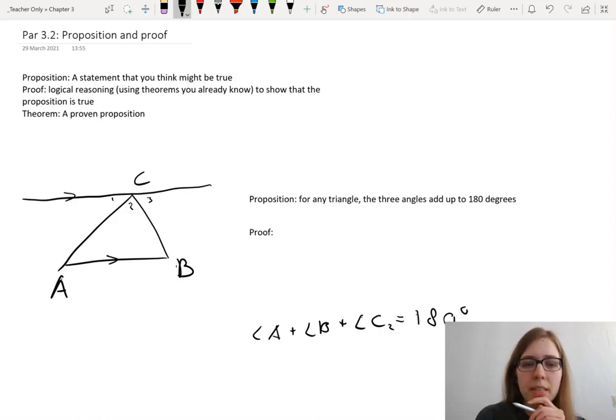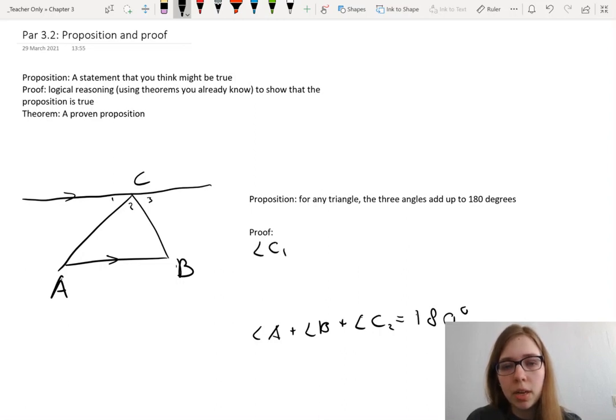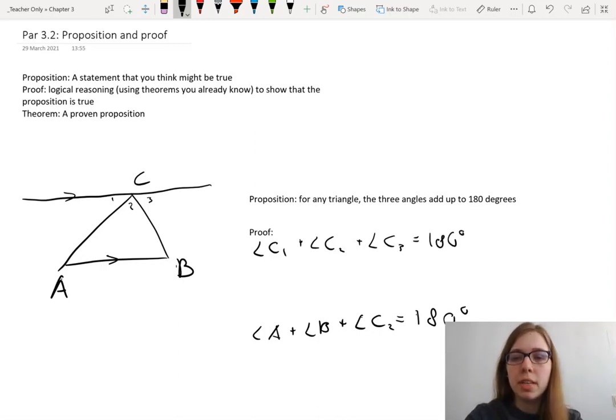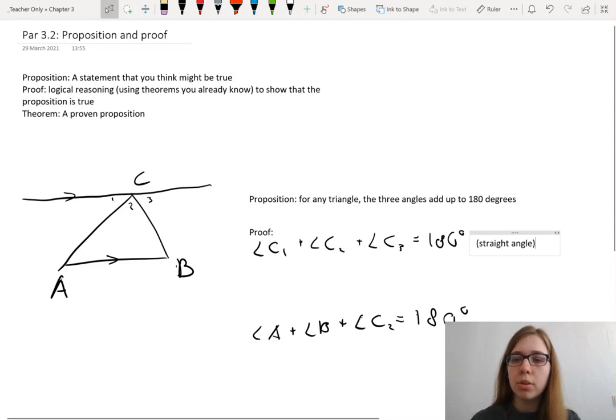And so there's a couple of things that I know. I know that if I combine the three angles at C, they make a straight line. So I do know that angle C1 plus angle C2 plus angle C3 make 180. And this is where it gets important to know those names, because to organize my proof, I do have to constantly write down what rule I am using. And here I'm using this straight angle. So it's important to write that down so it's easy to follow what steps I'm taking in my proof.